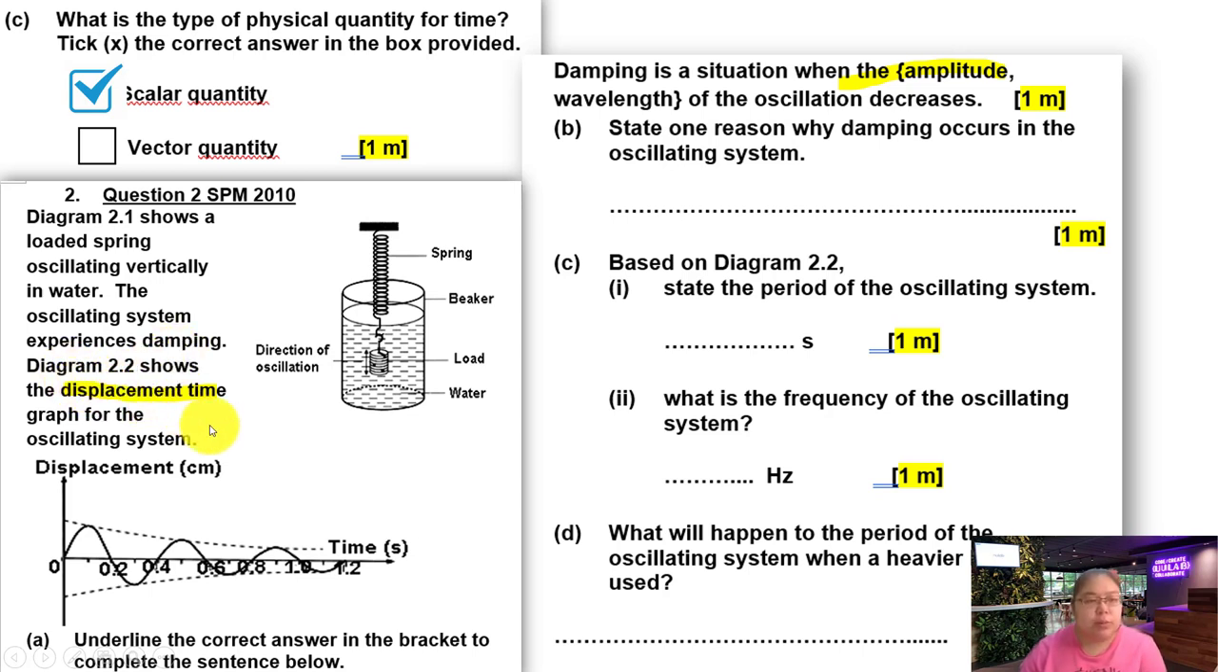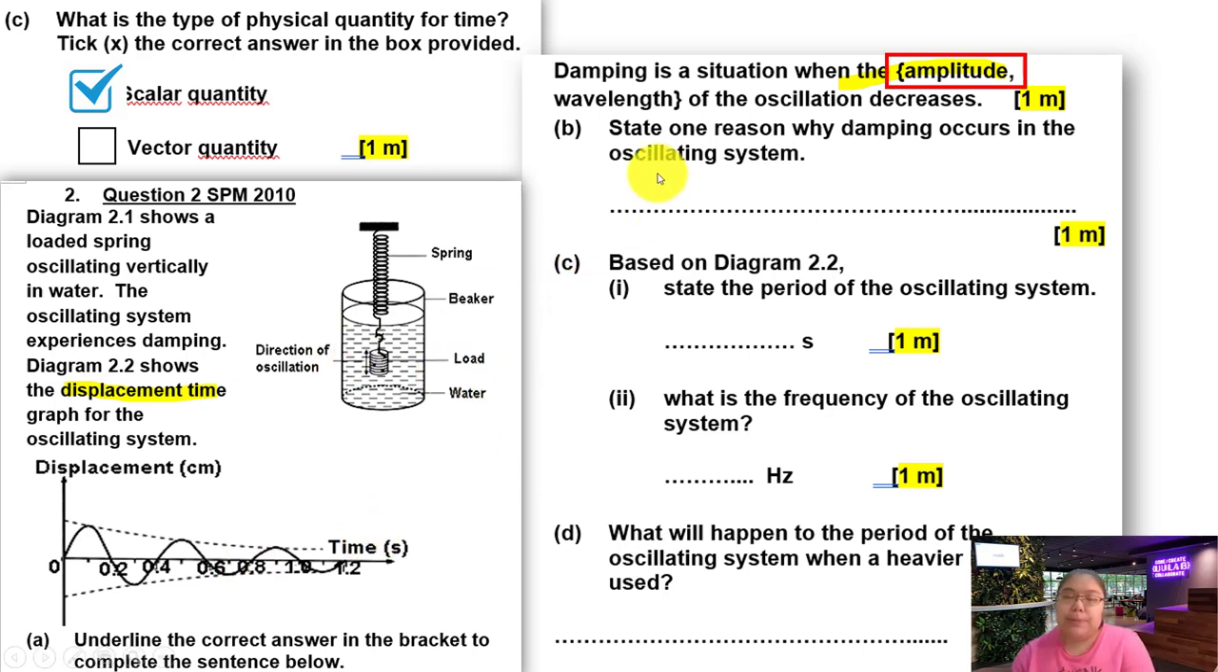Okay, so from here 2.2, they show the displacement-time graph. Okay, let's see the graph. This one is a damping graph. You find the amplitude drops and drops. You need to underline the correct answer in the bracket to complete the sentence below. Damping is a situation when the of the oscillation decreases. So you see the wavelength is still the same. When starting, 0.4 is one complete oscillation, then the second also 0.8, so that means the wavelength is still constant, but what changes is the amplitude. Okay, this one's the answer.